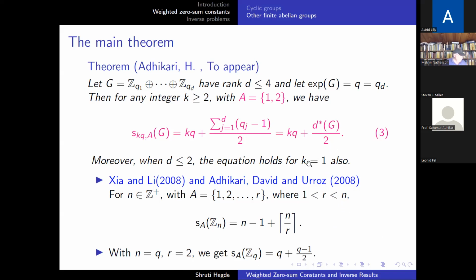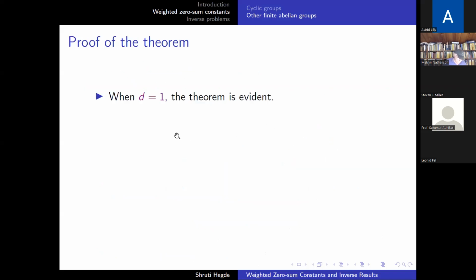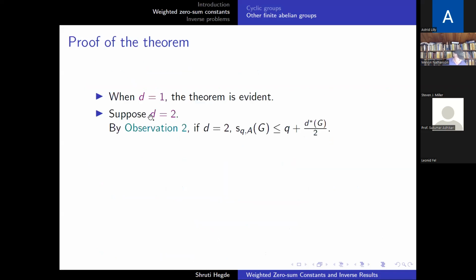Now, if we use induction on k, we get this equation 3 for cyclic groups. So we have got the theorem for rank 1 groups already. Let us now take D as 2. If we recall, our observation 2 was that when the rank is 2, s_{Q,A}(G) is less than or equal to Q plus D*(G)/2. Now again, if we use induction here, we get s_{kQ,A}(G) is less than or equal to kQ plus D*(G)/2. We have proved that this is an upper bound for s_{kQ,A}(G). The other side inequality we will prove later.